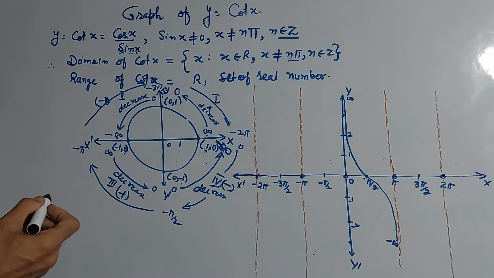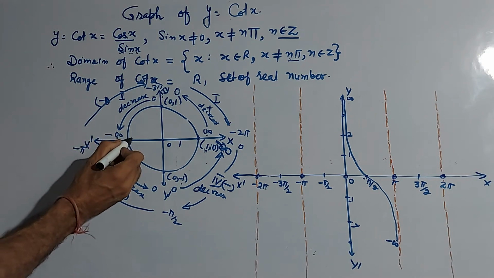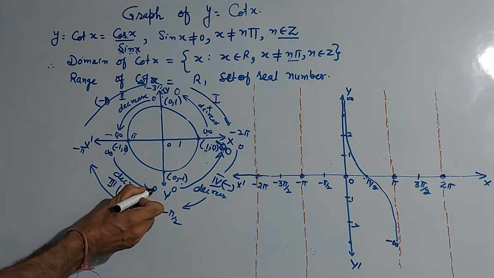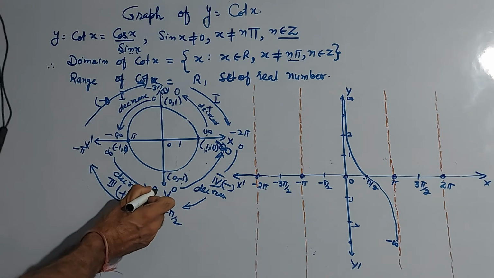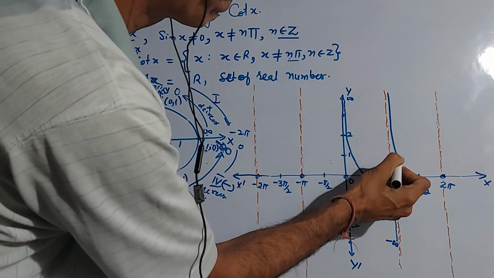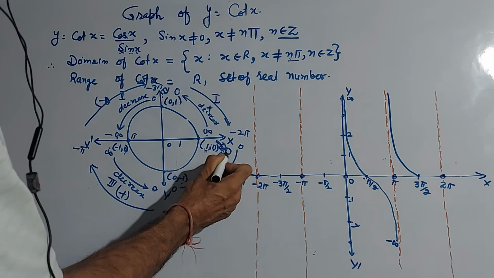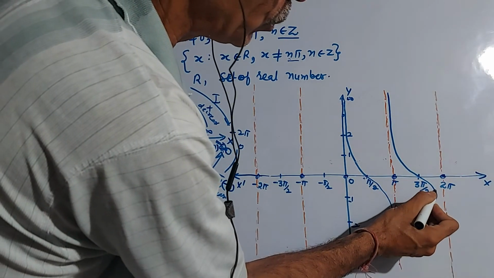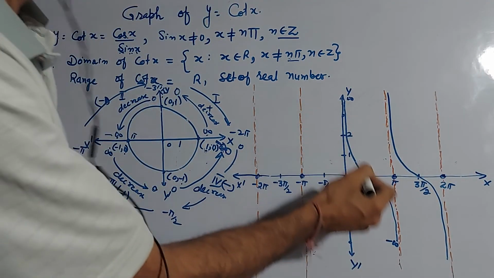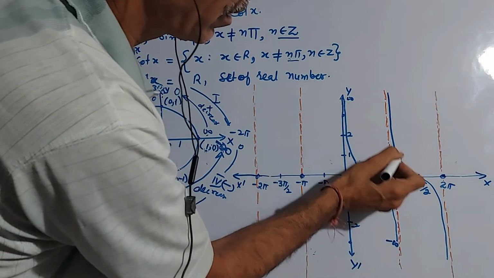Now from pi to 3 pi by 2, the value is again decreasing from infinity to 0, decreasing like this, and then 0 to minus infinity. This will not touch this line. So we can see the graph is like this, then the graph is like this.